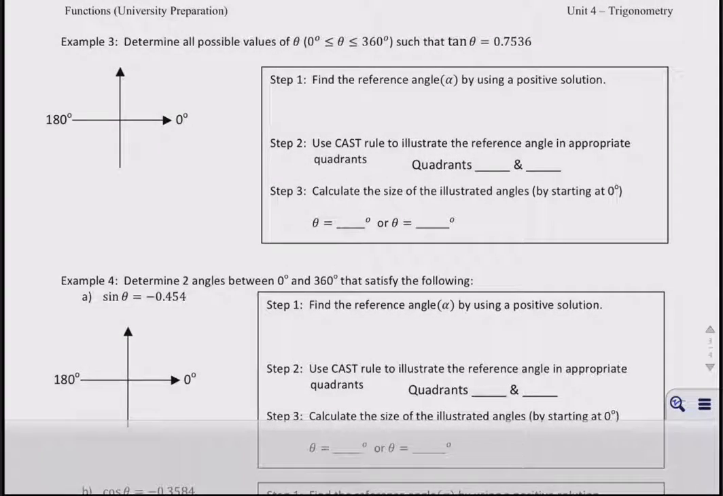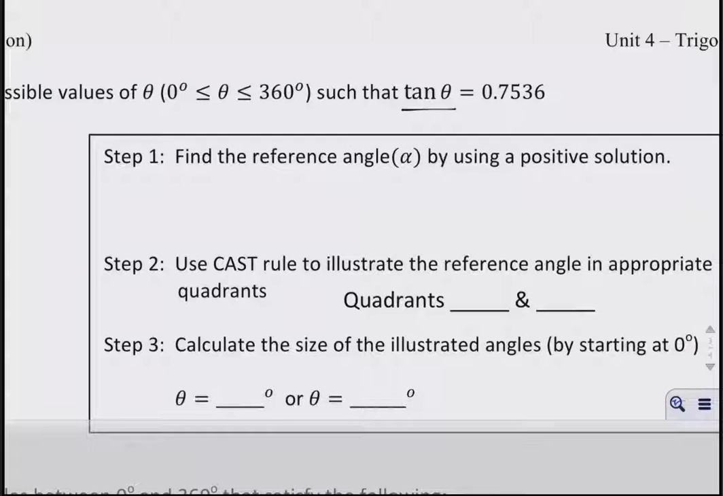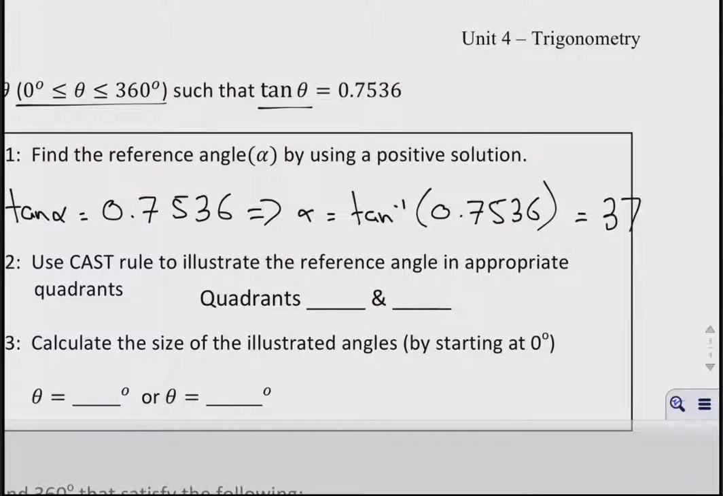Okay, here I'm looking at example number 3. It's just like the previous two. The only difference is that instead of using sine or cosine, I'm using tan of theta. So I begin my process of finding the angles satisfying tan theta equals 0.7536. They have to be between that range, by rewriting it in terms of the reference angle alpha. So I have tan alpha equals 0.7536, which means that alpha equals the tan inverse of 0.7536, which in this case equals 37 degrees.